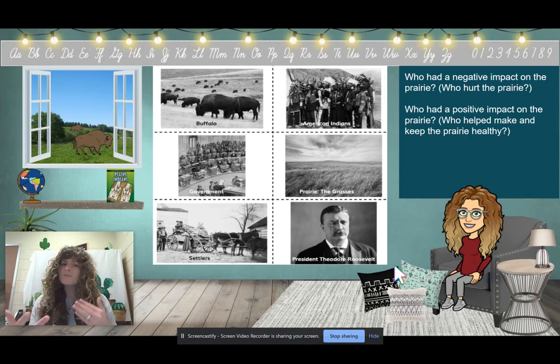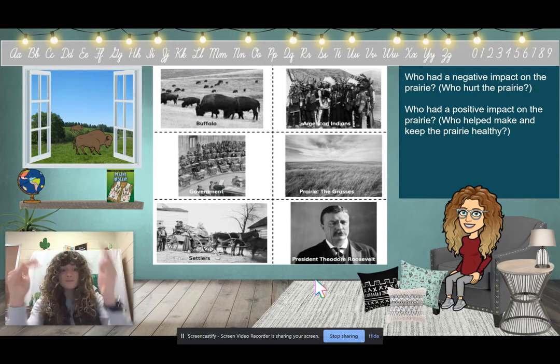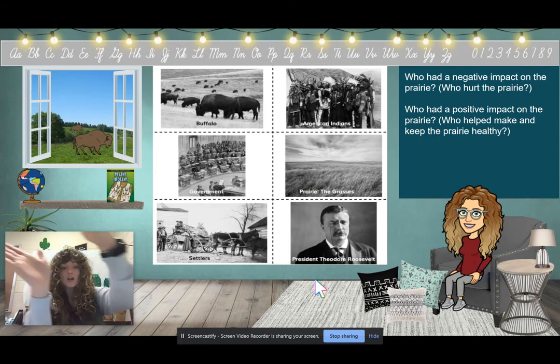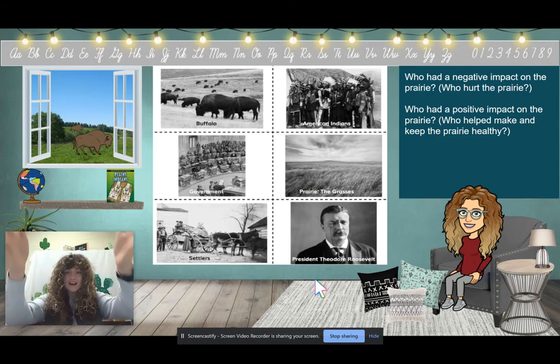So think about, what did he do to make sure the buffalo would stay safe in the prairie? What did he do? Tell me in the puzzle. He made it to where people could not hurt or kill the buffalo. He also had government workers help farmers in the prairie by teaching them to plant crops and to farm in curves instead of straight lines.